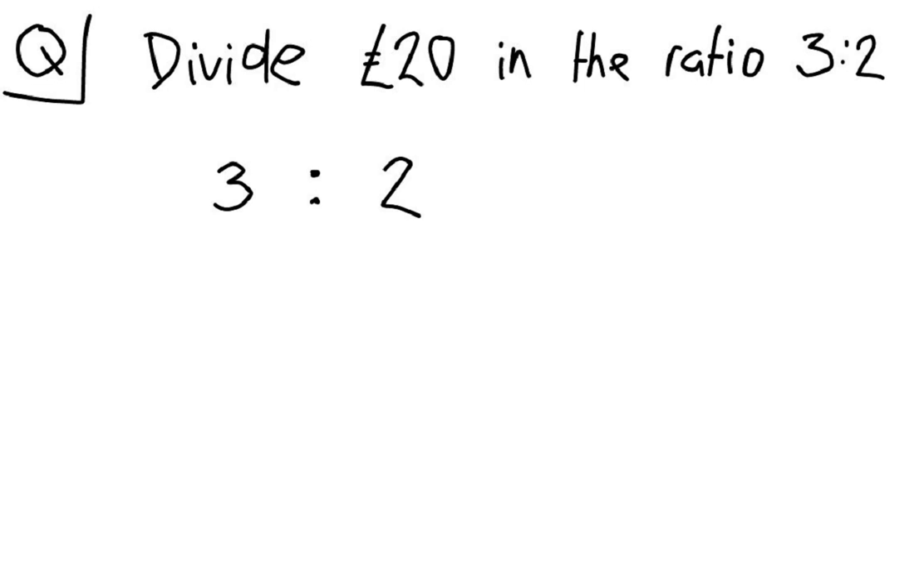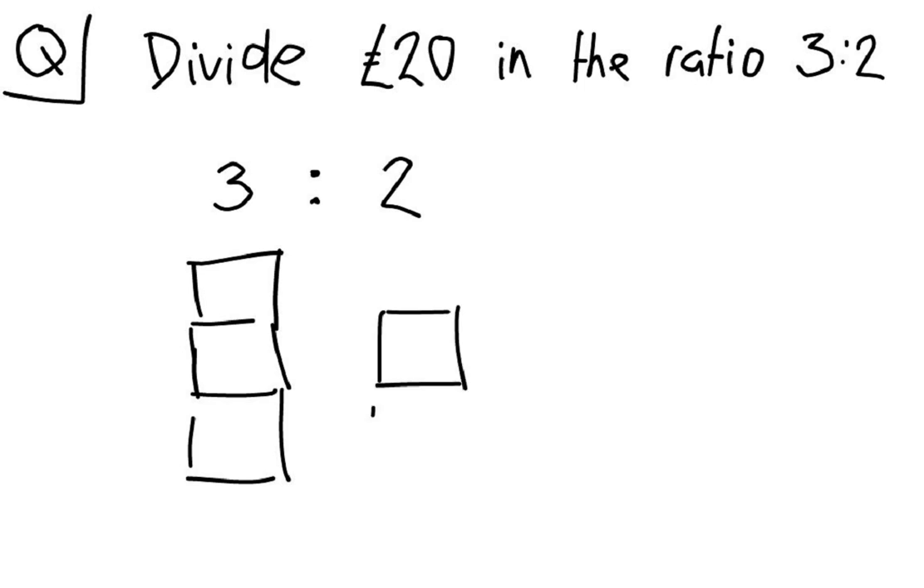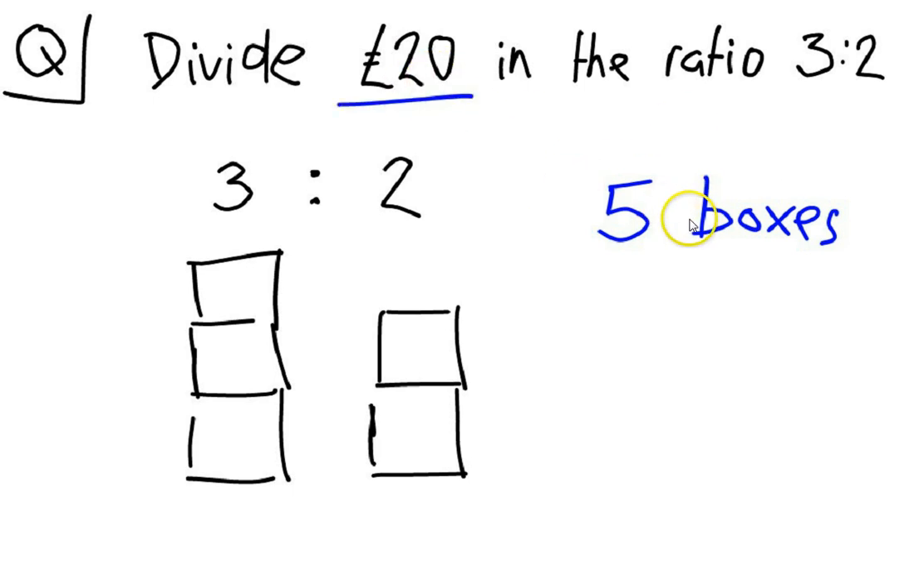So I'm going to do that by doing this 1, 2, 3, and then on this side 1, 2. Okay, so in total we now have 1, 2, 3, 4, 5 boxes. So we have a total, do this in a different colour, of 5 boxes. Okay, now we want to split £20 equally between 5 boxes.